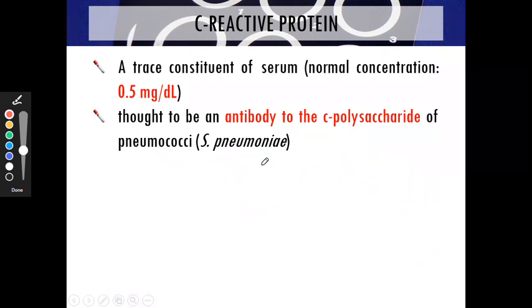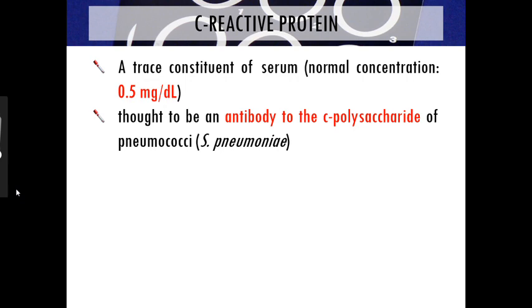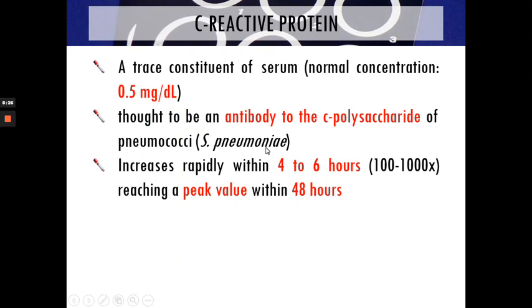So these are two people, and they discovered that when serum is added to a culture of S. pneumoniae, a precipitate was formed. Then they discovered that it was CRP, and that's why they thought it was an antibody to the C polysaccharide of your pneumococci, or S. pneumoniae. And as you can see, it increases very fast, within 4 to 6 hours, and at great amount, 100 to 1,000 times, reaching a peak value within 48 hours. So it's really fast acting.